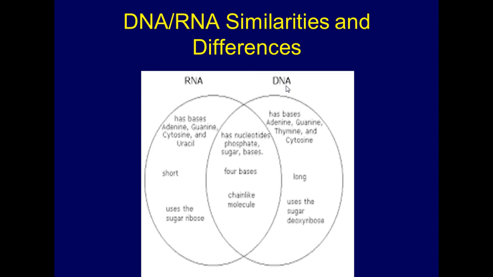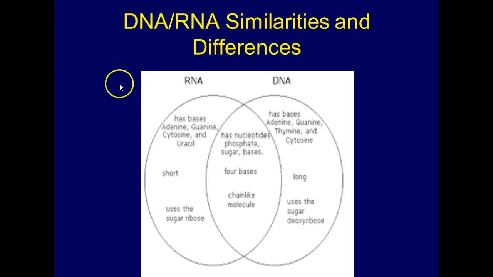DNA is a very long molecule compared with a relatively short RNA molecule. So DNA long, RNA short. And we just mentioned that the sugars are also different. Deoxyribose is the sugar in DNA, ribose is the sugar in RNA, and obviously the difference is deoxyribose lacks an oxygen atom. So DNA uses the 5-carbon sugar deoxyribose, meaning it lacks an oxygen atom, while RNA uses the 5-carbon sugar ribose. So those are your similarities and differences between DNA and RNA.